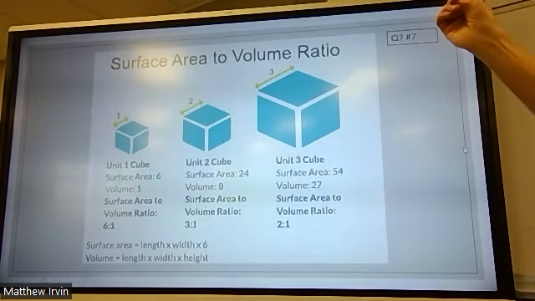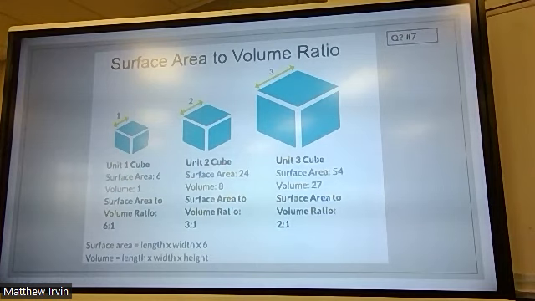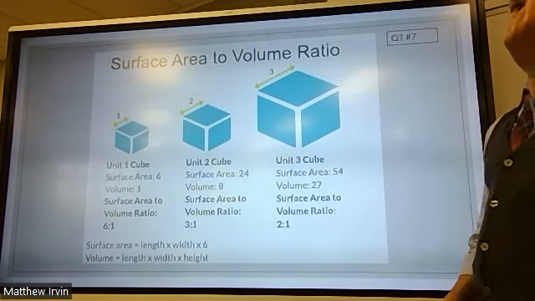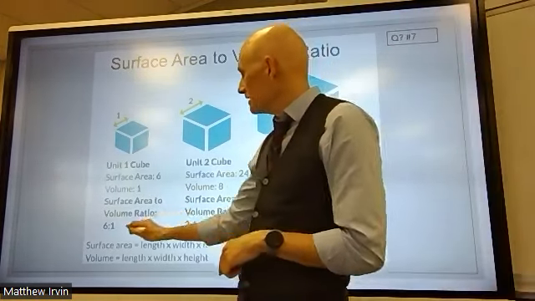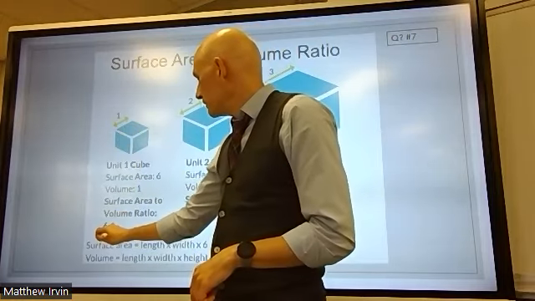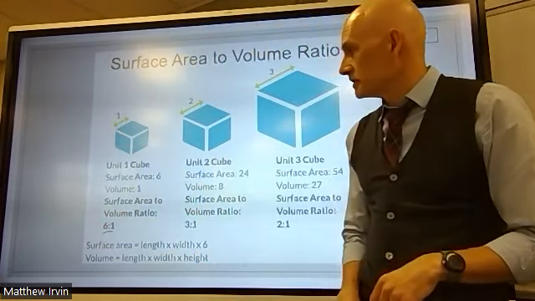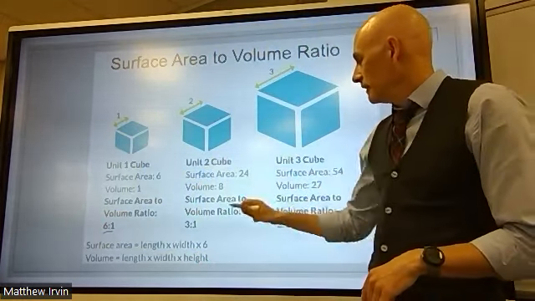All right, surface area to volume ratio. Better to have big cells or small cells? Because there's more surface area to the volume. So when we look at this, a 1 by 1 by 1 cube would give you a 6:1 surface area to volume ratio.